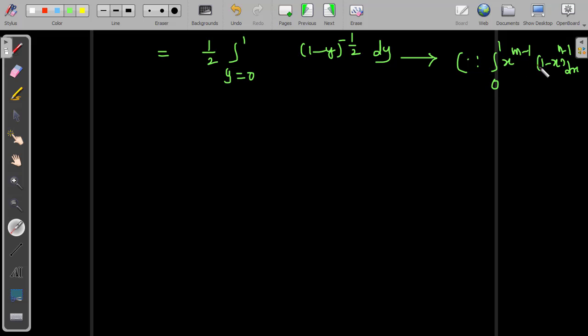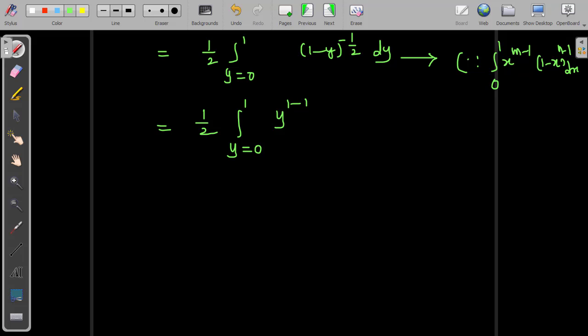Before 1 minus x we should have x to the power m minus 1, some variable to the power m minus 1. In this way we need to arrange it. So for that, the next step could be written like this. This is equal to half times the integral. I will continue with the same variable. So I will write y to the power 1 minus 1. You can write 2 minus 2 also, or 3 minus 3 also, but here the simplest possibility is 1 minus 1.